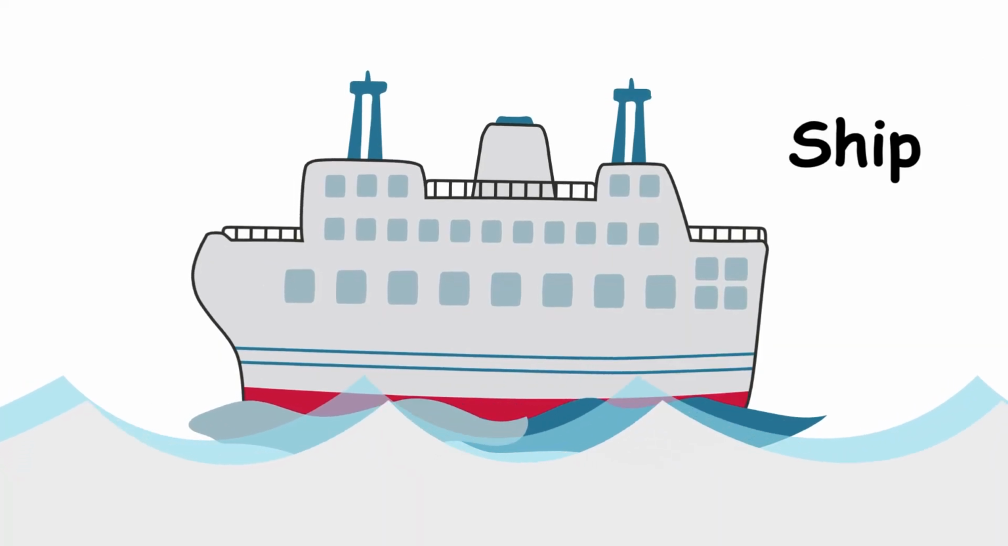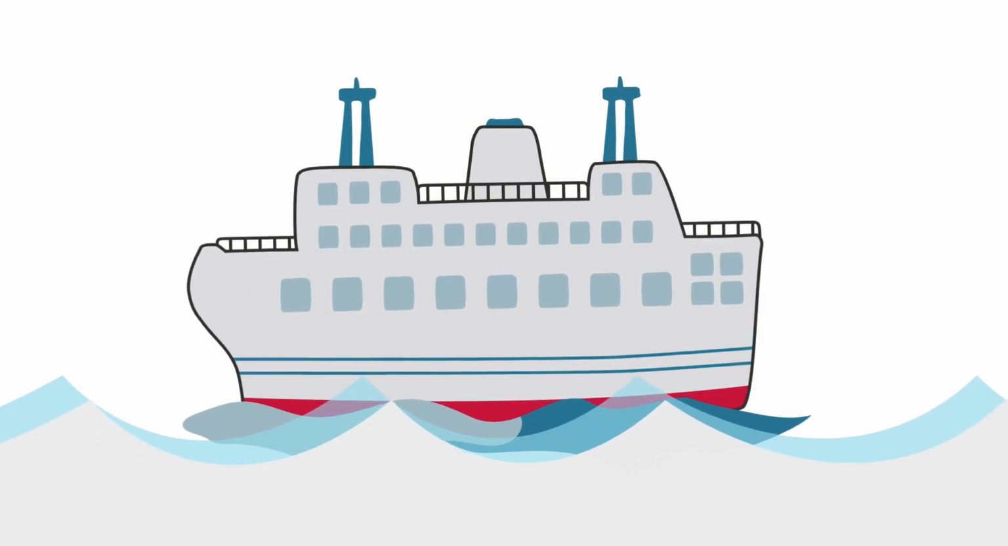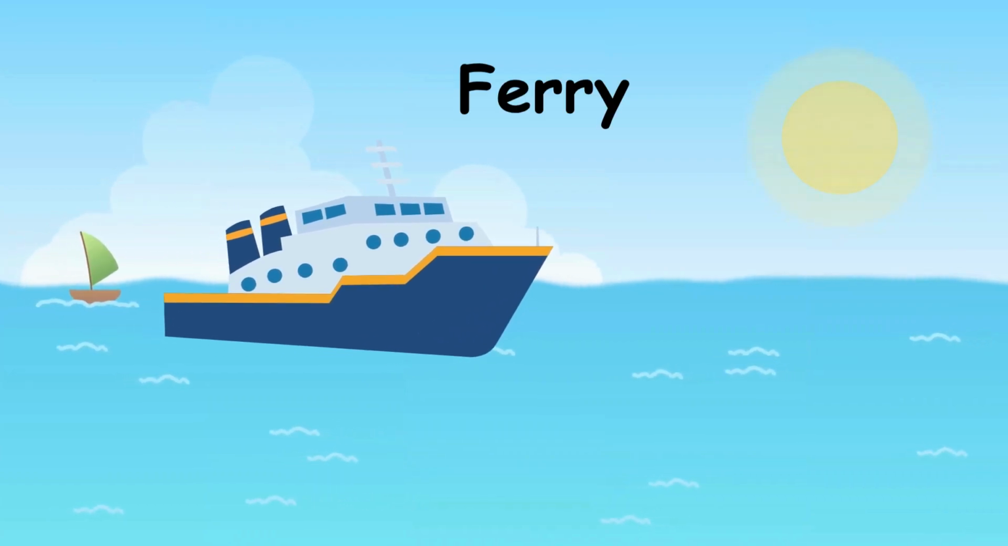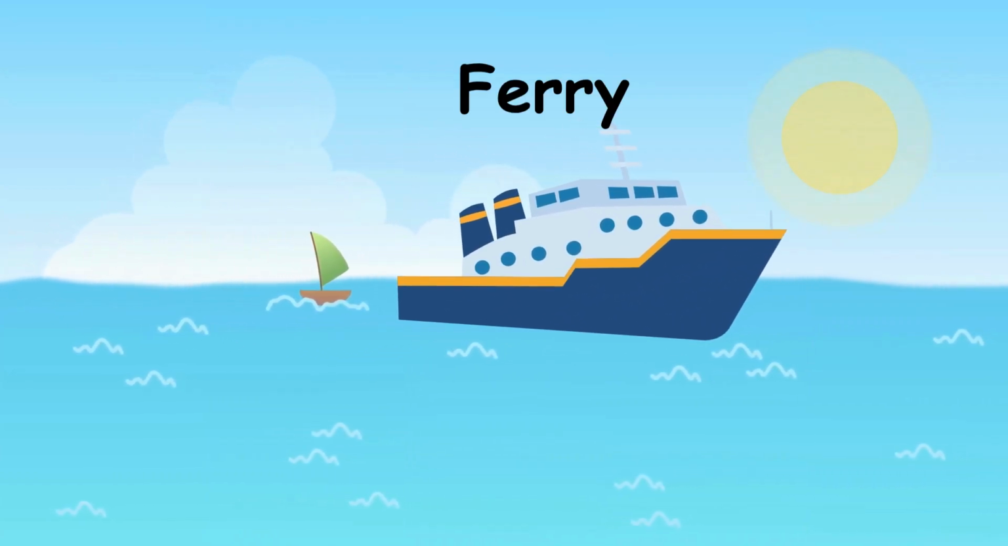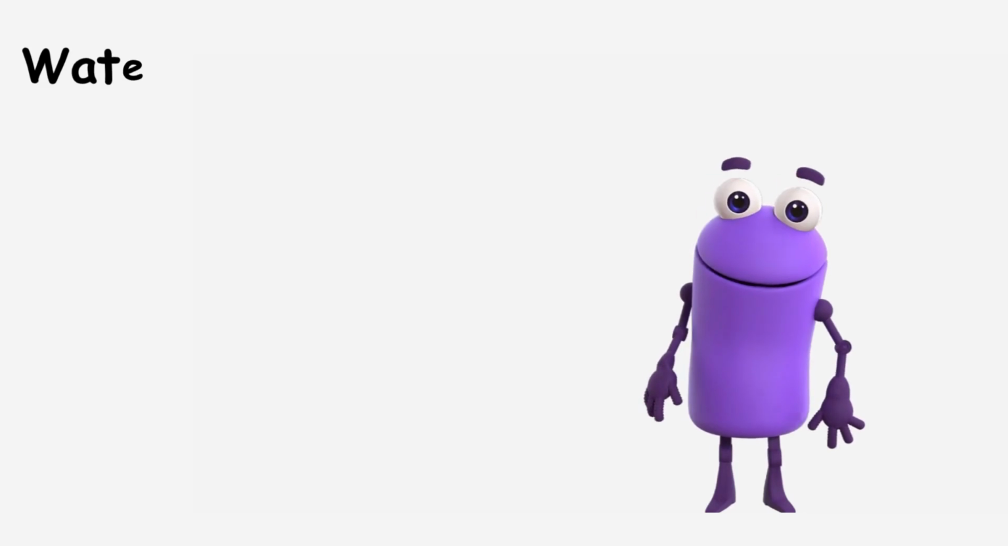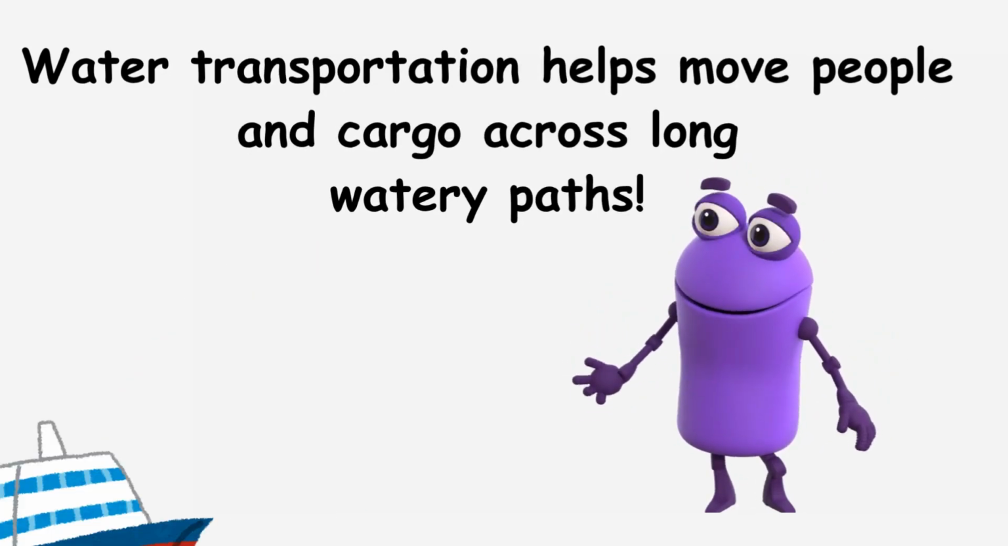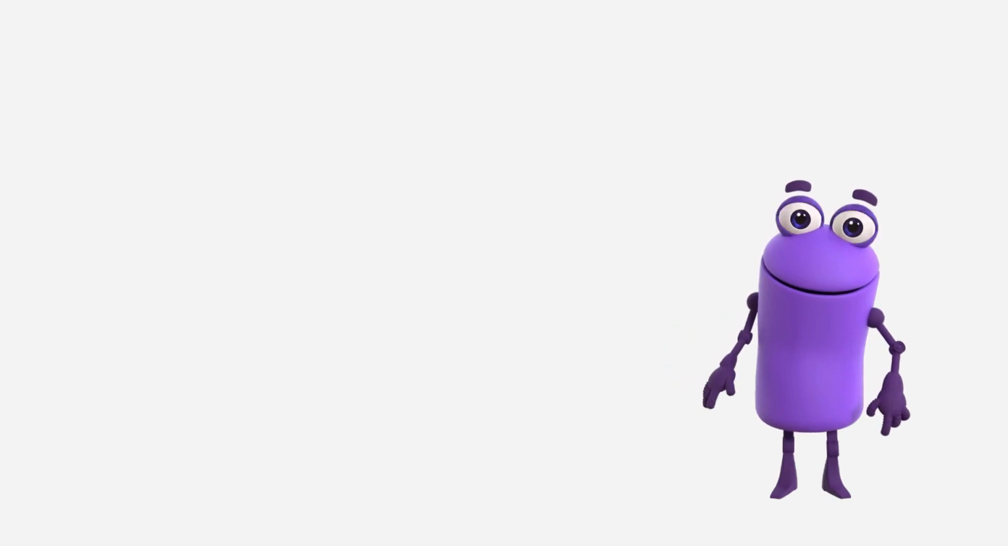Ship, a big boat that carries people and things across the sea. Speedboat, a fast boat that zooms on water. Ferry, a boat that carries people, cars, and even buses across rivers or seas. Water transportation helps move people and cargo across long, watery paths.